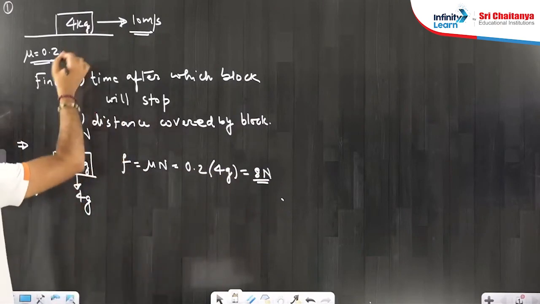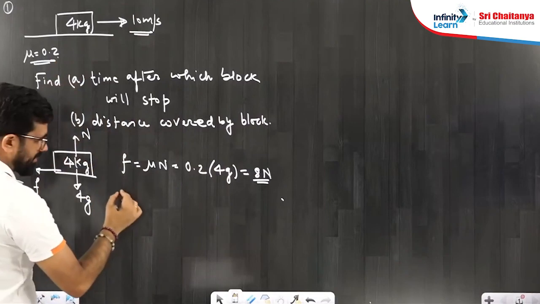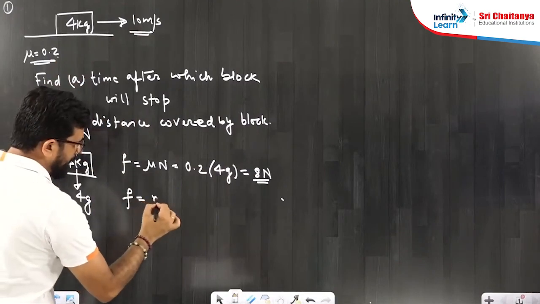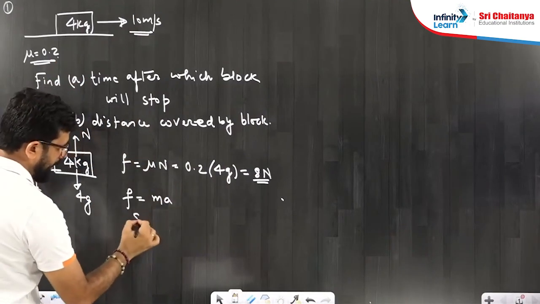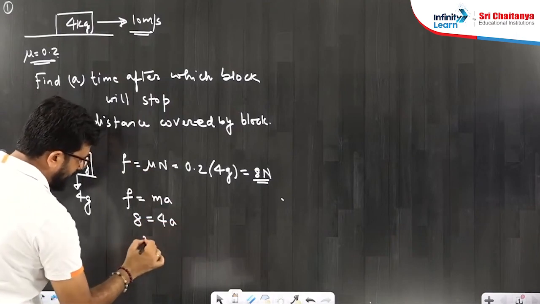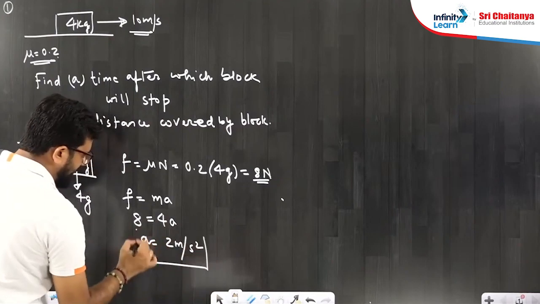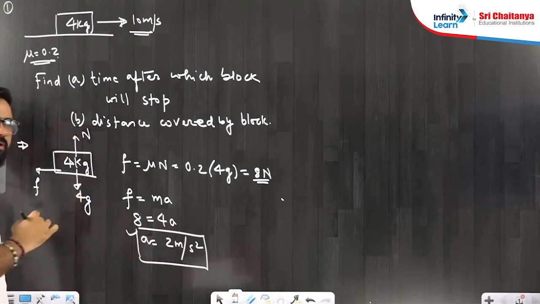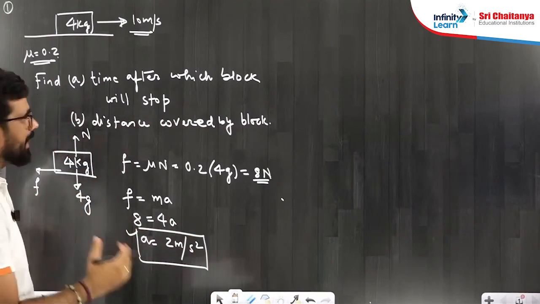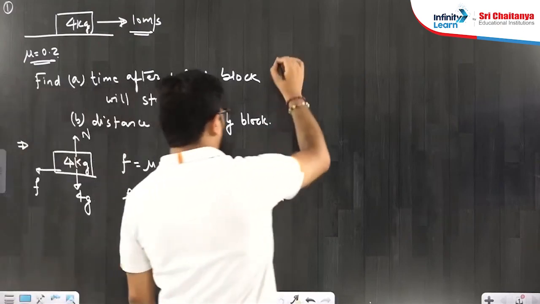Okay, so from that you can find the acceleration, that means retardation actually. F is equal to m into a, that means 8 is equal to 4 into a, that means a is equal to 2 meter per second square. Definitely it is retarding, that force causes retardation. Now we have to put and we will get the answer.